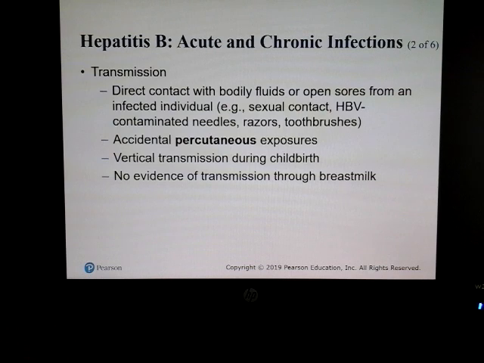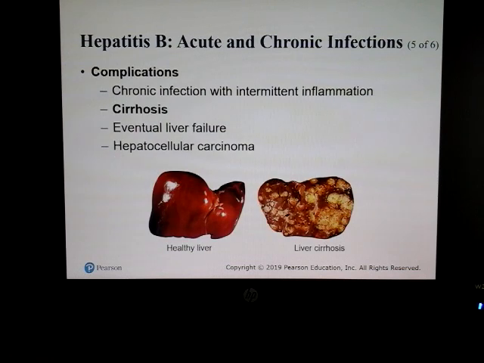Now, how do you get it? Well, direct contact, body fluids, sexual contact, needles, razors, toothbrushes, accidentally poking yourself with something. Actually, the baby can get it during childbirth, etc. But there's no evidence that there's transmission through breast milk. Complications, please know one of the complications, guys, is cirrhosis.